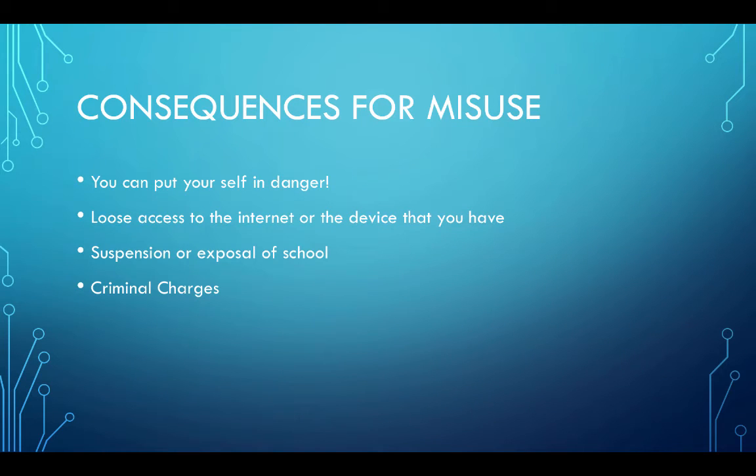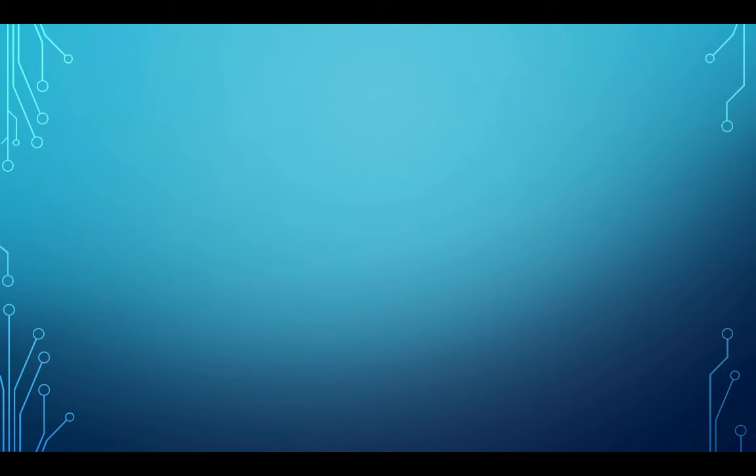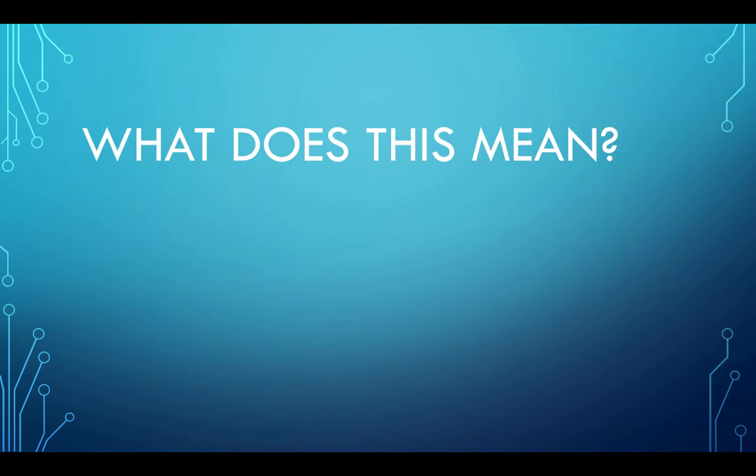What happens if you don't follow the safety tips? You could put yourself in danger. If you're on a school's network, you could actually lose access to the internet or the device that you have. It could also wind up with suspension or expulsion from school. And finally, worst case scenario, you could face criminal charges. Whoa, that's scary stuff.